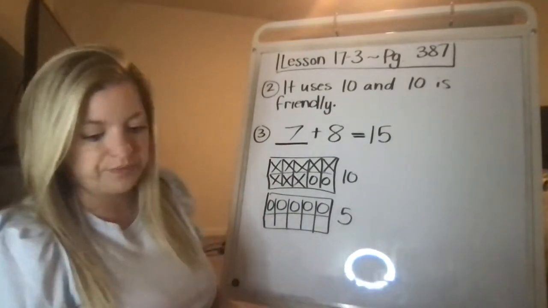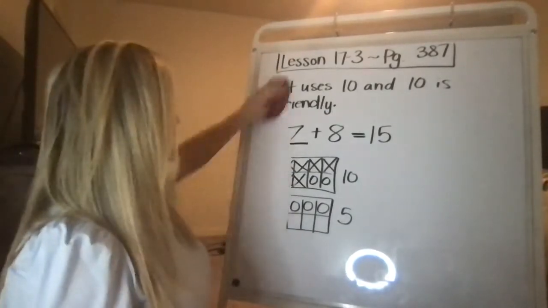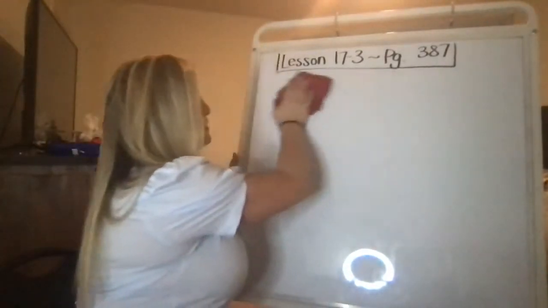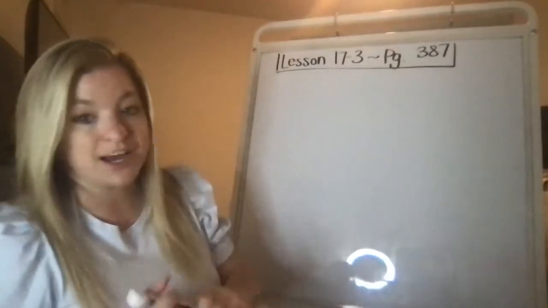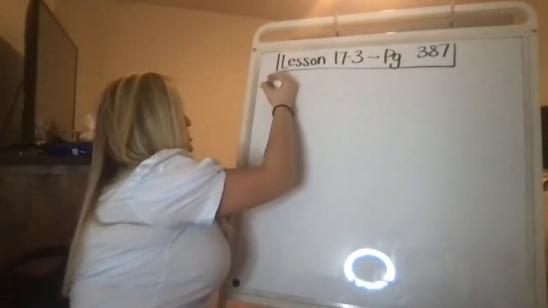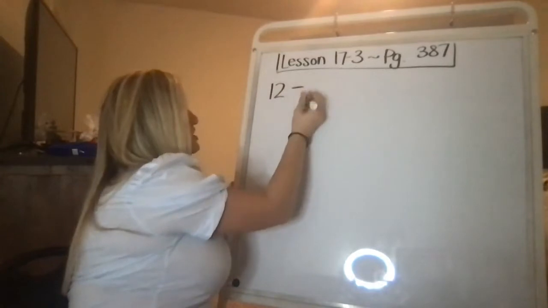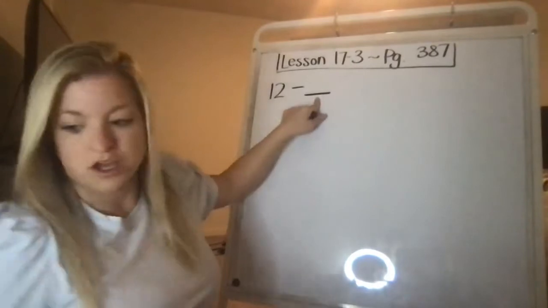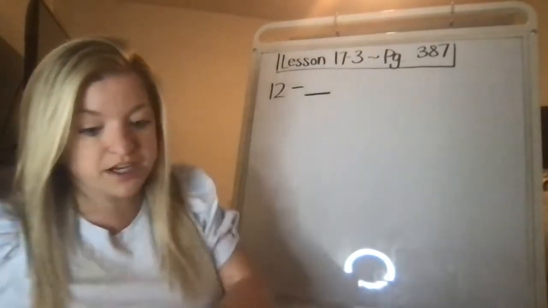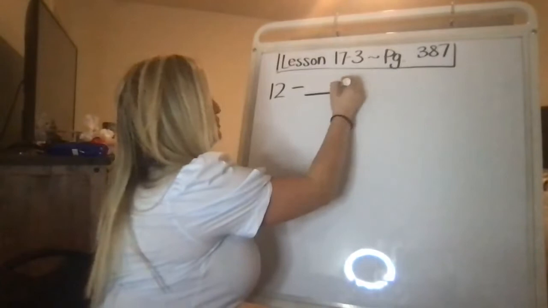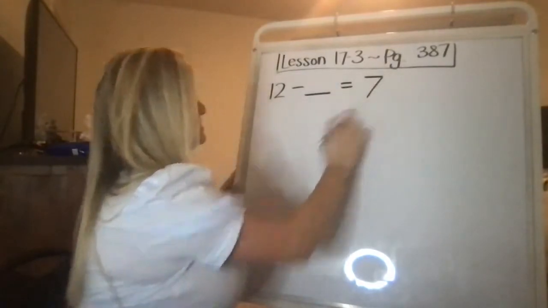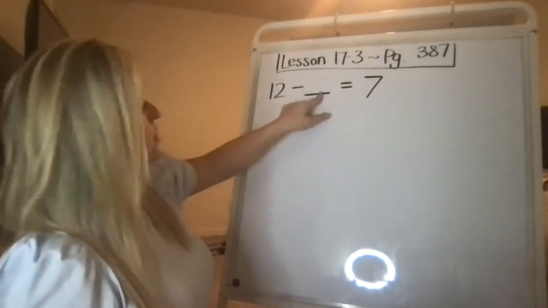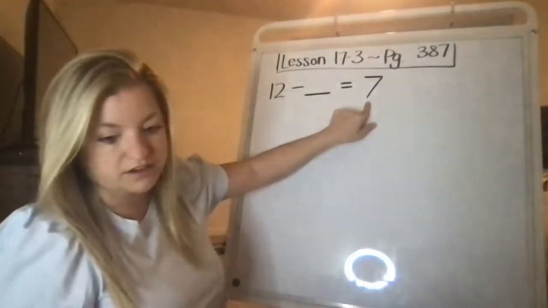Number 4, on page 390, it says Janice has 12 blocks. She gives some to Pat. So this is how I would write this, okay? I would say Janice has 12 blocks. She gives some, so 12 gives some. Gives means we're subtracting, right? Now she has 7 blocks. So she has 12. She gives some. Now she has 7.